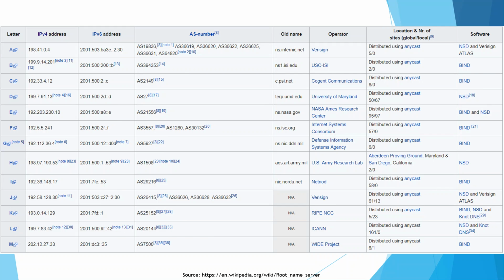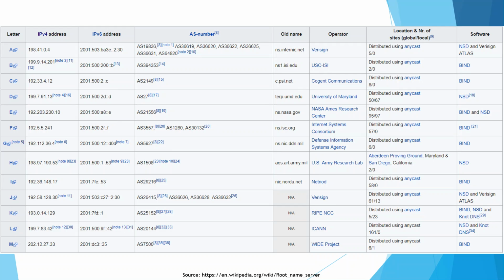So this is all the root servers, A through M. You can see the IP address. You can see that all of them now have IPv6 addresses. Then you have the autonomous system number, an old name, and who operates them. So you can see VeriSign, Cogent, University of Maryland, Internet Systems Consortium, Defense, U.S. Army Research Lab, again VeriSign, ICANN. So a whole lot of well-known operators and organizations are running these root servers.